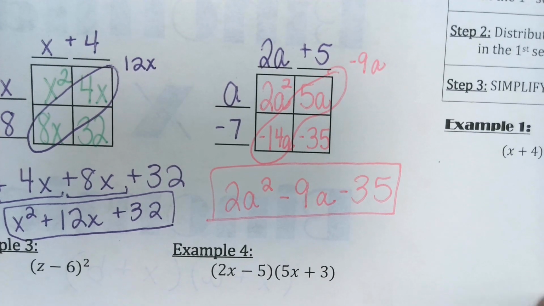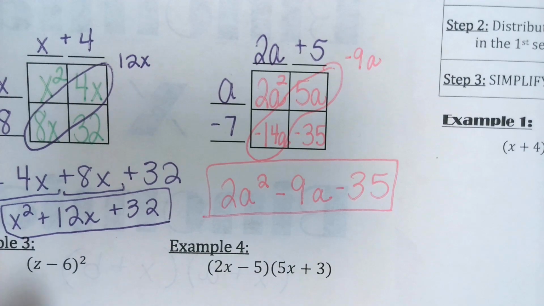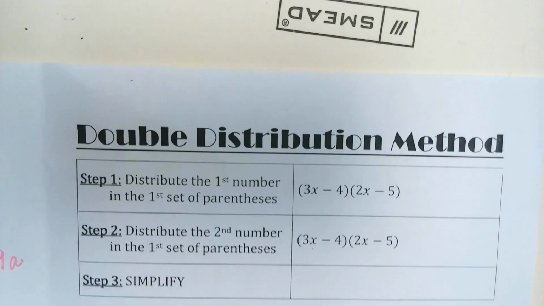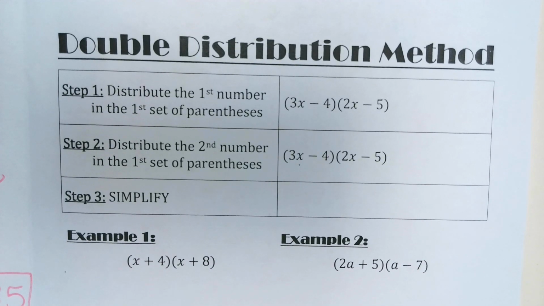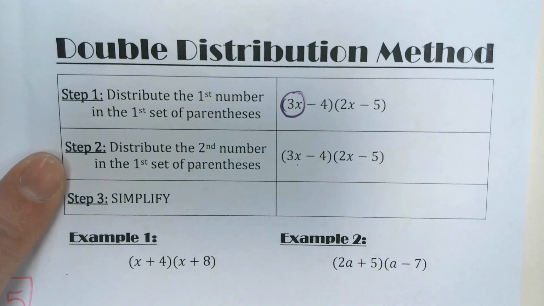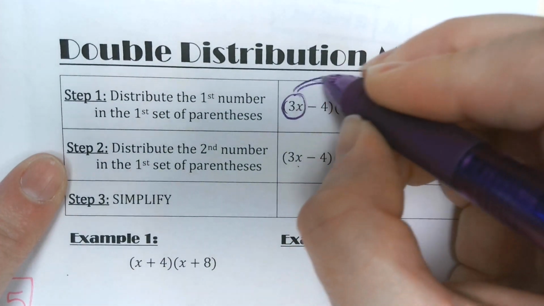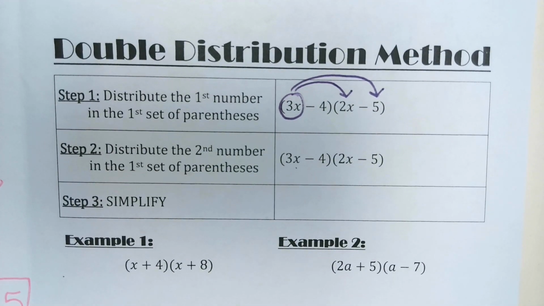Okay, I want to show you the double distribution method now. So we're going to skip 3 and 4 and go to the double distribution real quick. It says distribute the first number in the first set of parentheses to the second set. So just like we did yesterday, we're distributing one term at a time.